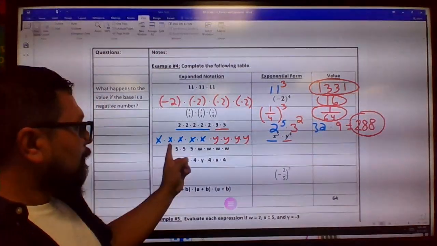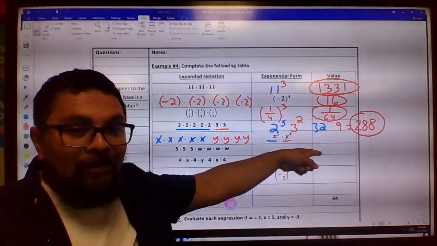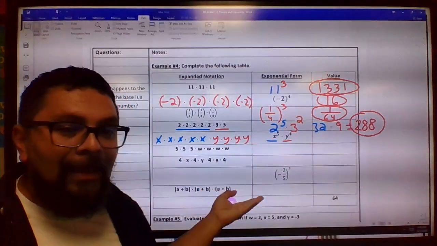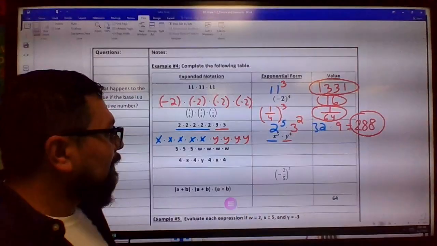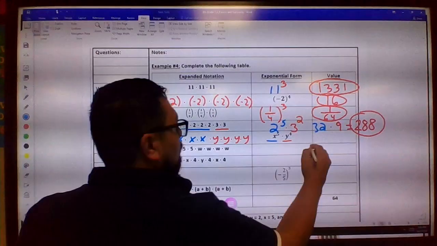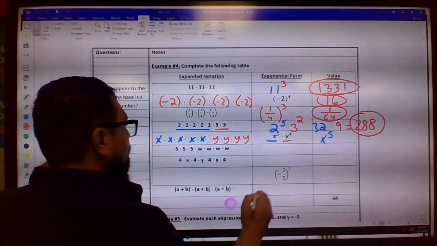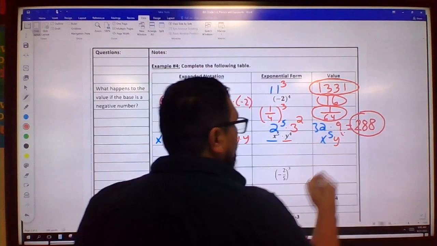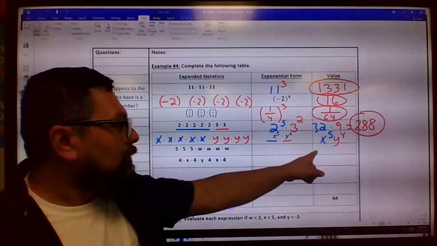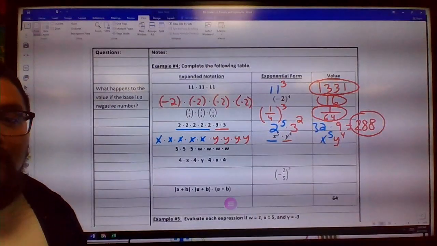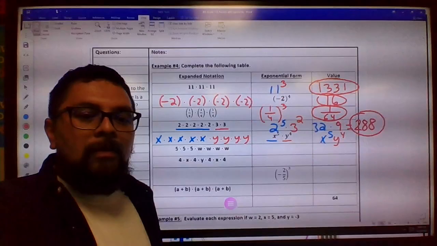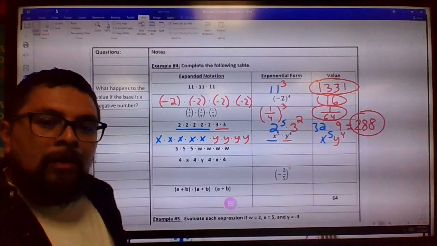Okay, so that's it. Now, our value, since we don't know what X or Y is, is still the same. So this is X to the 5th, and then Y to the 4th. You don't have to put a times on there, okay? Because we know it's multiplication. All right, let's keep going.